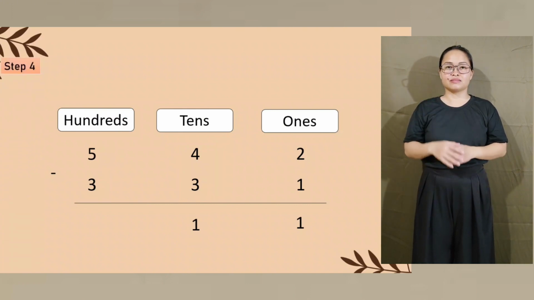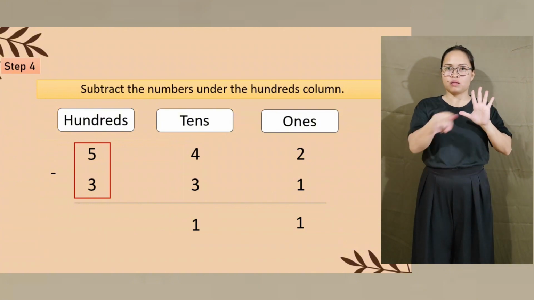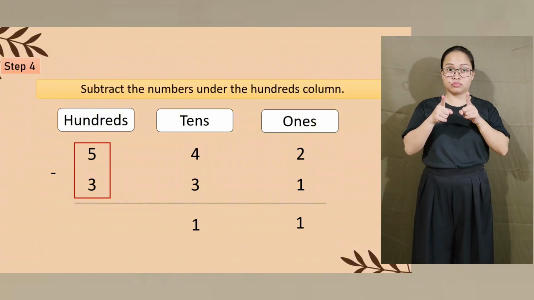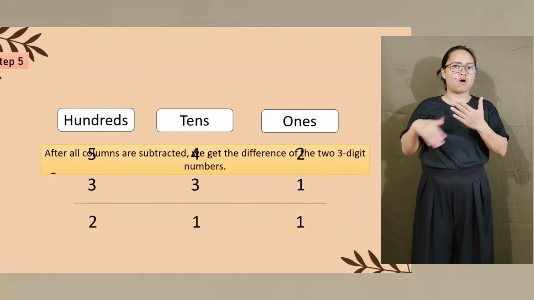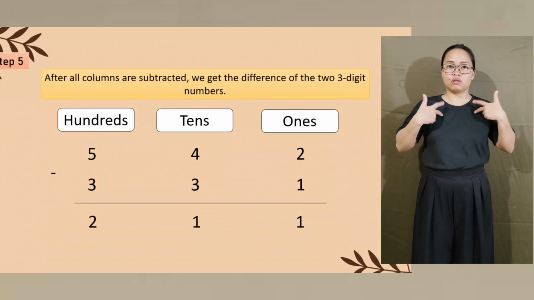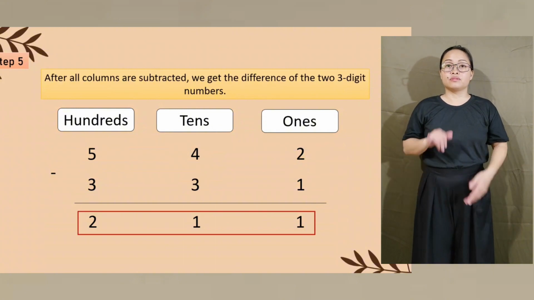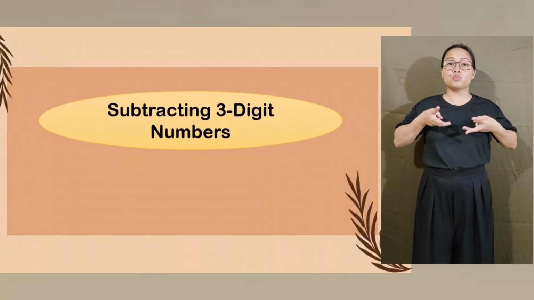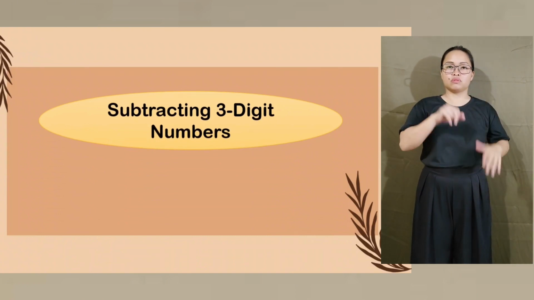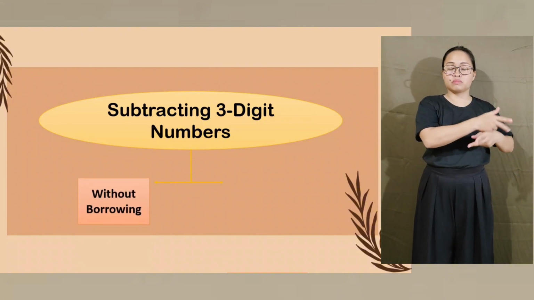Then subtract the numbers under the hundreds place. So 5 minus 3, the answer is 2. So after all columns are subtracted, we get the difference of the two three-digit numbers. So the difference is 211. Now there are two ways in subtracting three-digit numbers. It can be subtracting without borrowing or subtracting with borrowing.